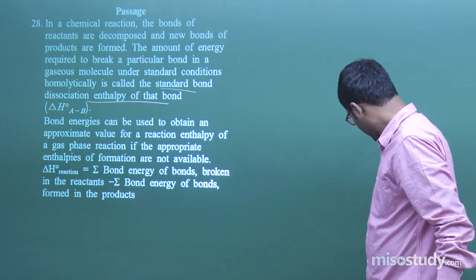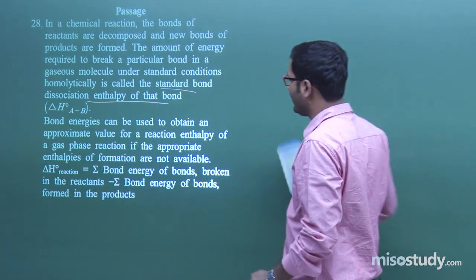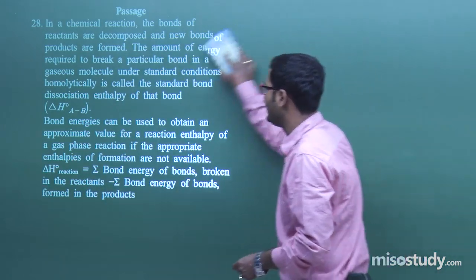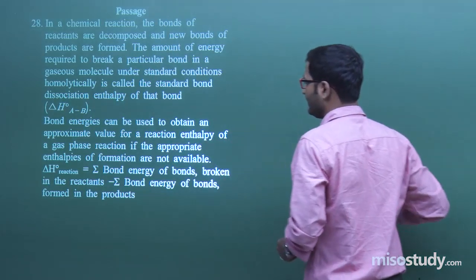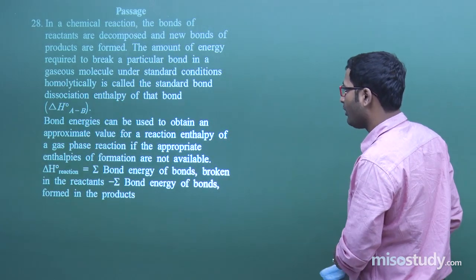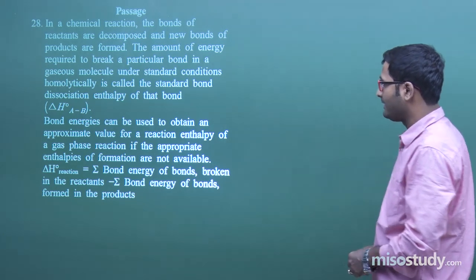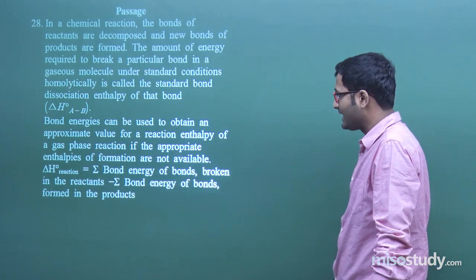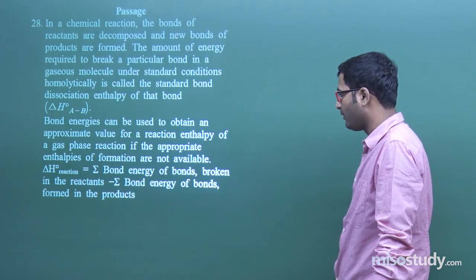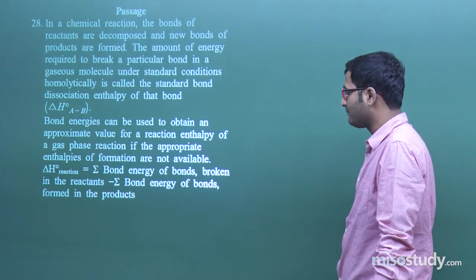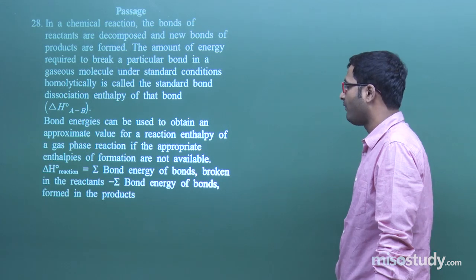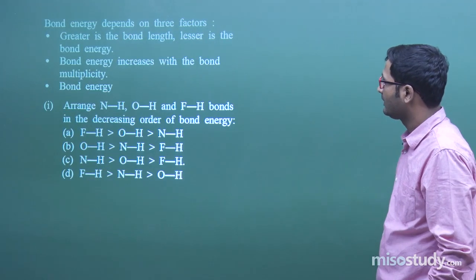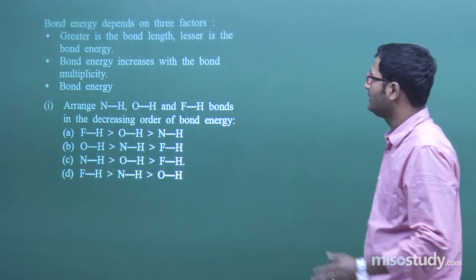Okay, now the next one is bond energies can be used to obtain an approximate value for a reaction enthalpy of a gas phase reaction if the appropriate enthalpies of formation are not available. Delta H reaction is equal to bond energy of the bonds broken in the reactant minus bond energy of the bonds formed in the product. Now let's move to the next. Bond energy depends on these factors.